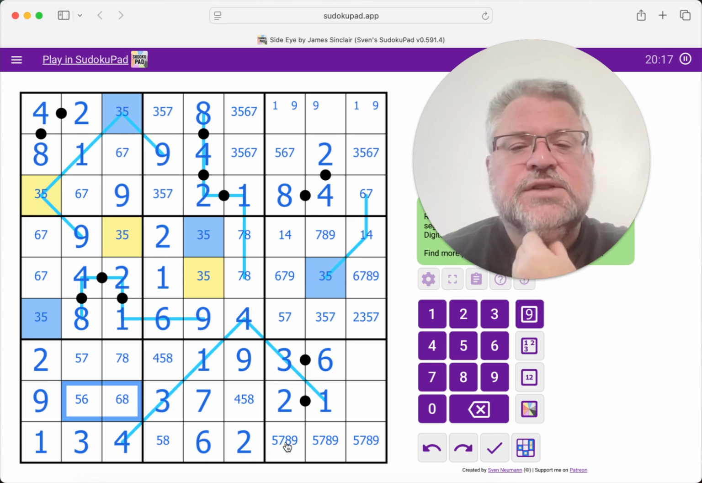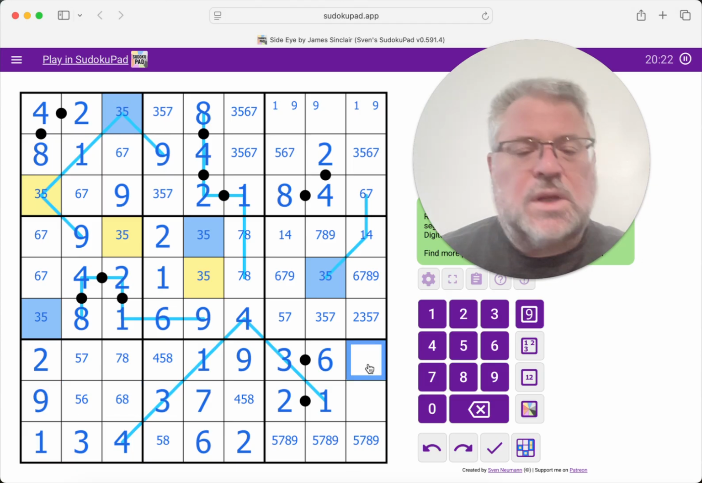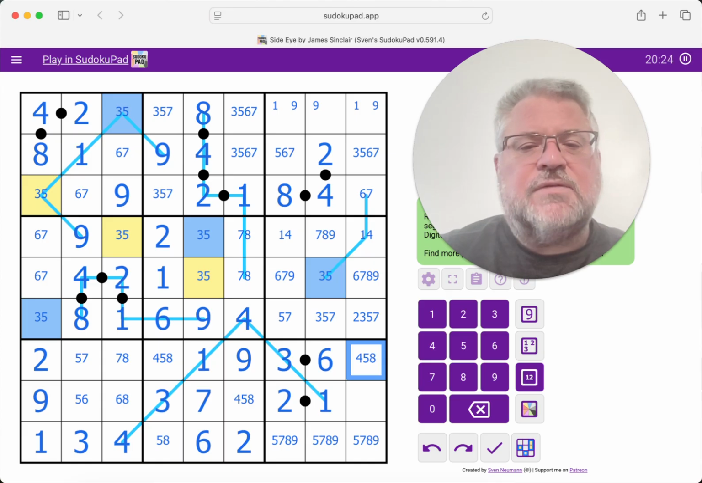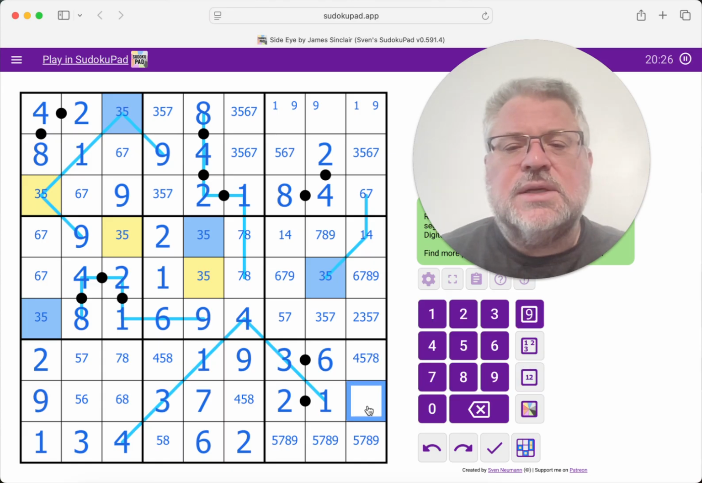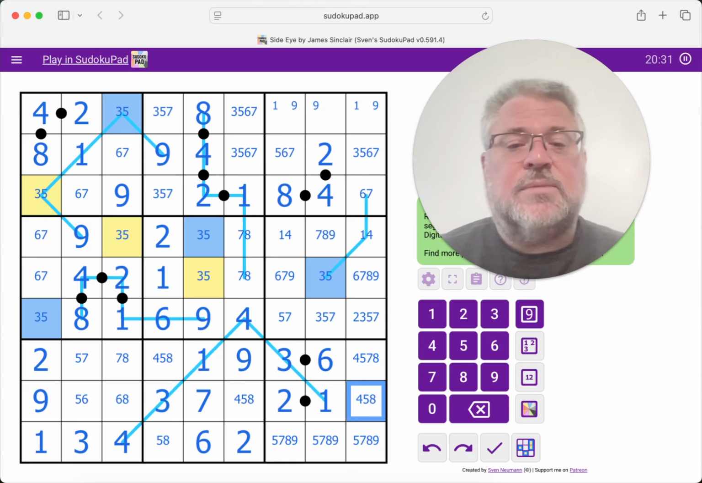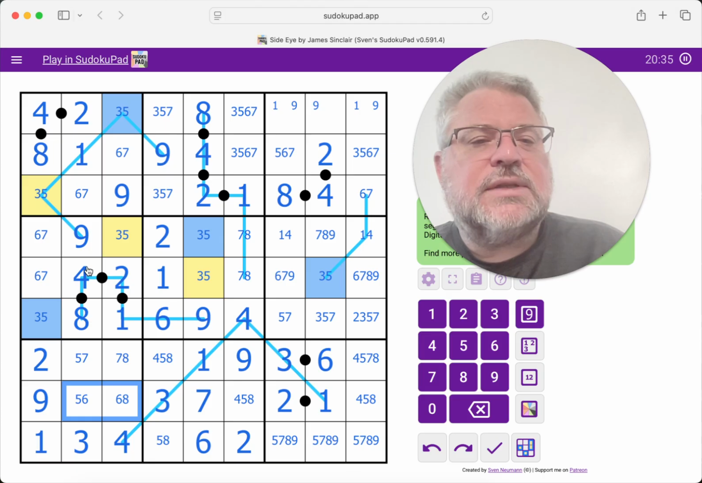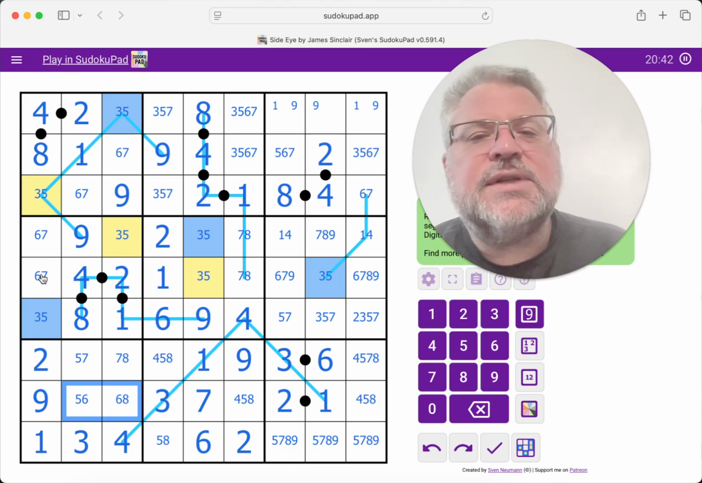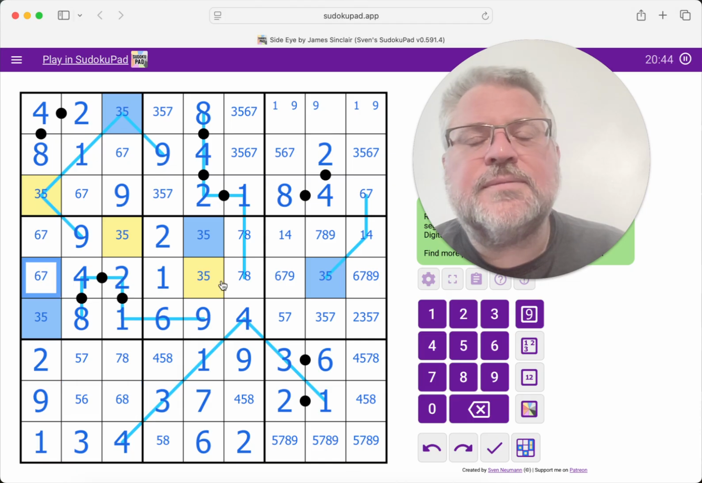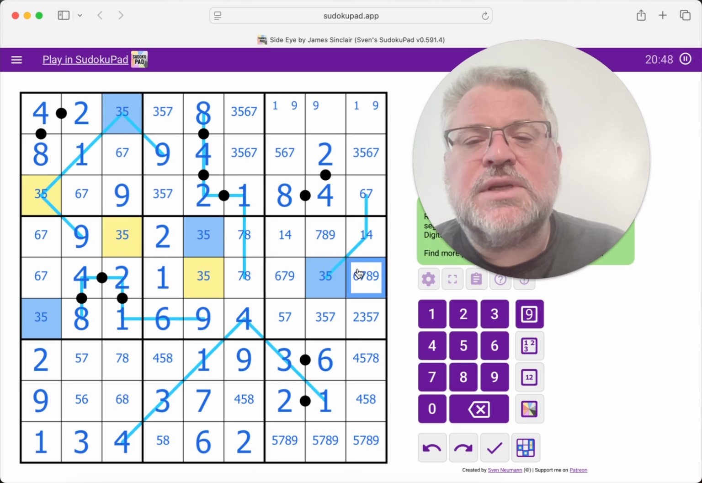5, 7, 8, 9. 7 and 9 are over here. We'll just go ahead and finish the pencil marking here. 4, 5, 7, or 8. And 4, 5, or 8 can't be 6. So 6 is in one of these, yes. We don't have a 6, 7 double. We've got 6, 7, 8 triple, 5, 6, 7 triple, 6, 7 double here. 9 must be in one of these.